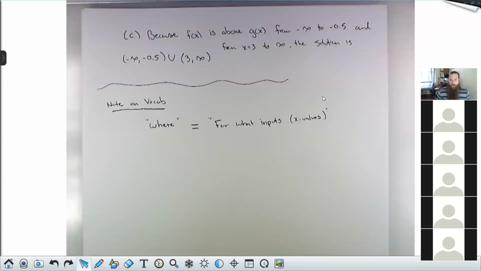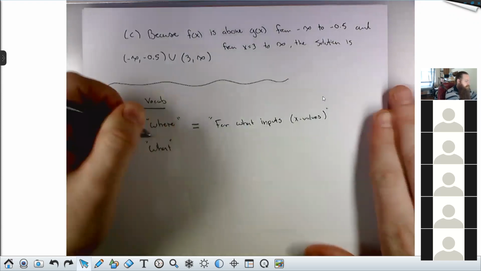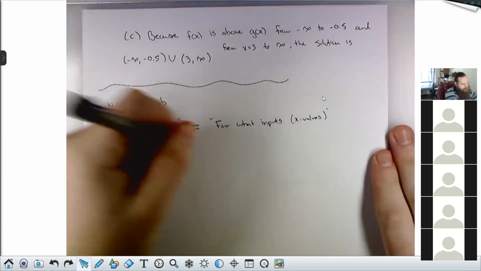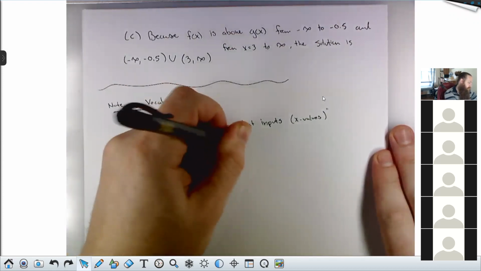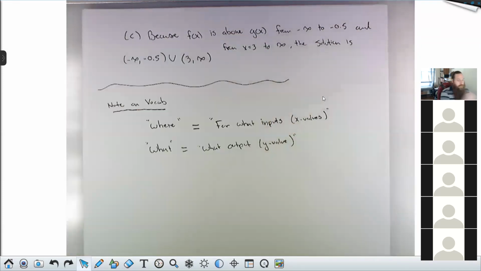Right, so where is the min, or where is the function increasing, or where is f greater than g? Always where means for what inputs. And then similarly, in this same setting where we're talking about functions, what always means what's the output, or y value. So the next thing we're going to talk about are mins and maxes. Where is the min means what's the x value of that min. What is the min means what's the y value at that min.